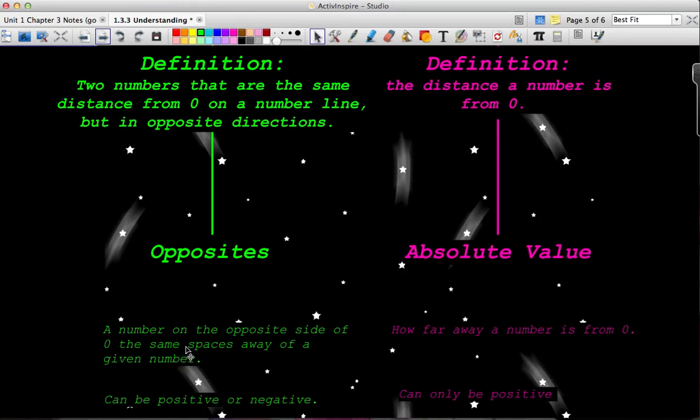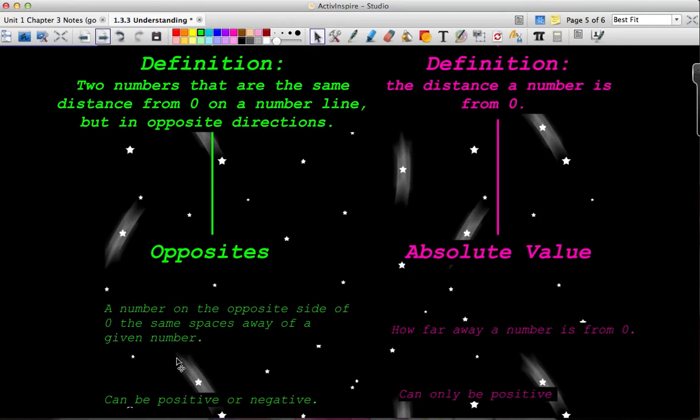Right, so when we're looking at the differences, here's a couple of things to keep in mind. An opposite is a number on the opposite side of 0, the same spaces away from a given number. Okay, so that's the definition. Now, an opposite can be positive or negative. So in this case, we're looking for what's on the opposite side of 0. So if I'm at 0 and here I'm positive 3, I want to find something that goes the other way and is the same amount of spaces.